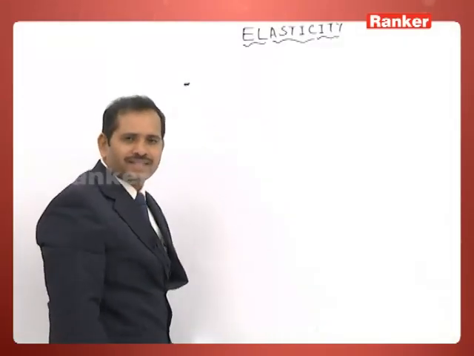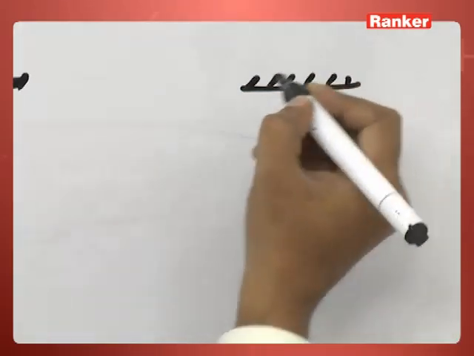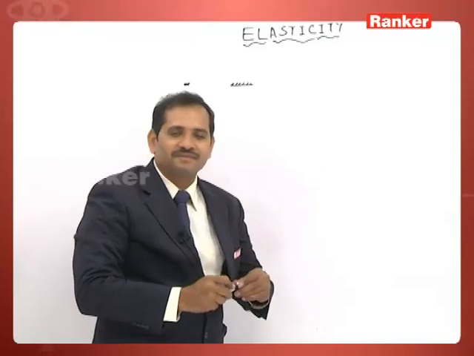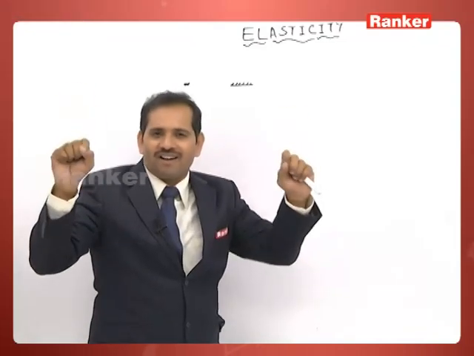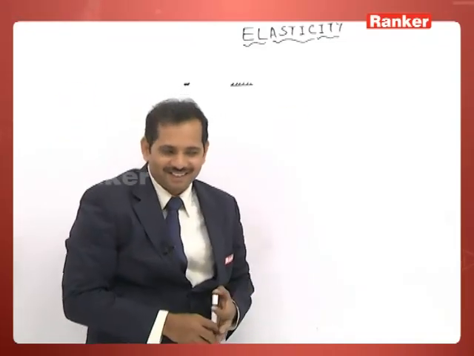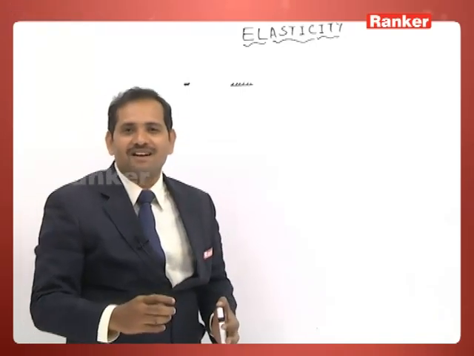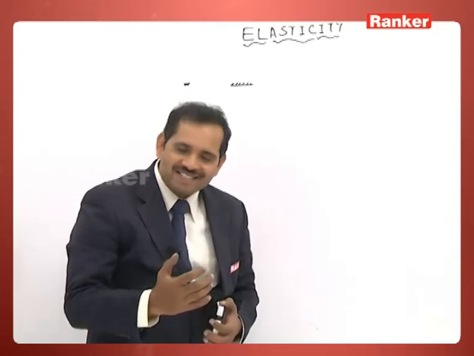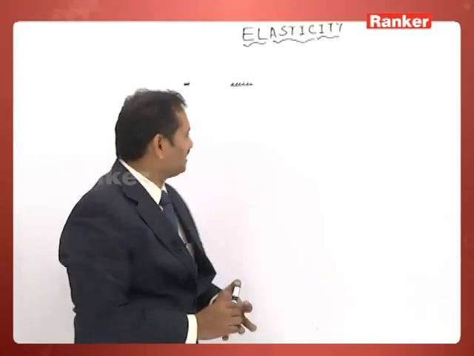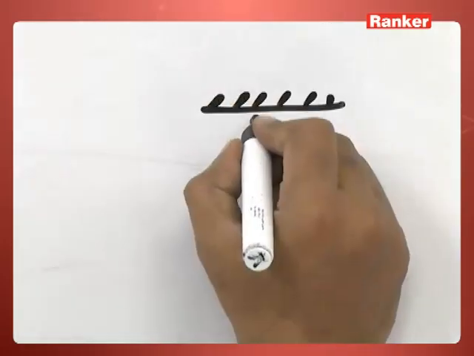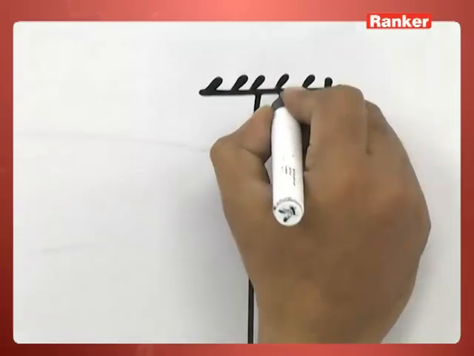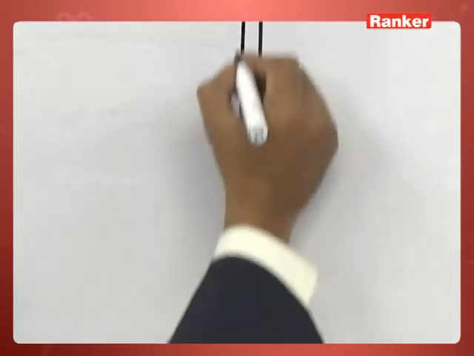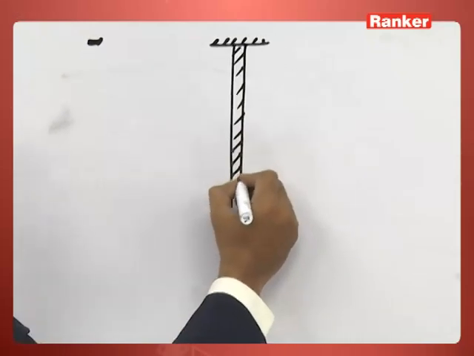They put a question like this. A person is hanged from a bar or something like that. There is some extension in the person, but it is not permanent. Look at it, please. Let us suppose this is the wire. Instead of a person, I am hanging a bar.